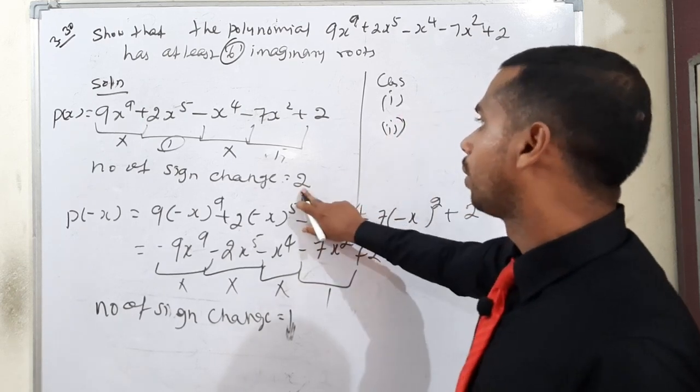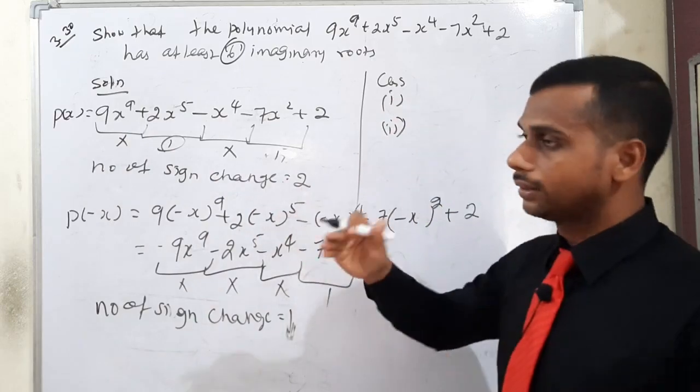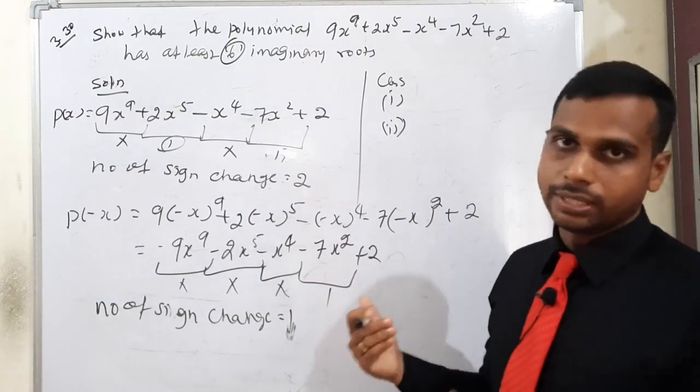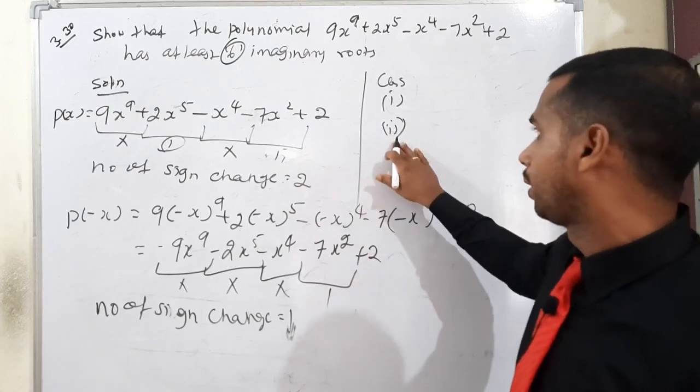Why am I writing 1 and 2? Because already we have the number of sign changes in positive real roots, which is 2. That means it will decrease by 2. So, 2 minus 2, again 2 minus 2 means 0 only is there. So, no need to write. That is why I have written for only 2.